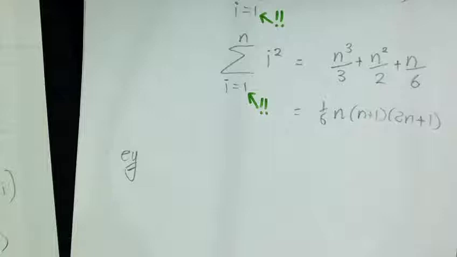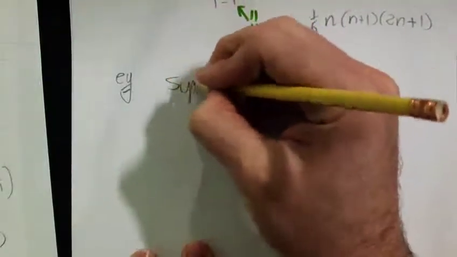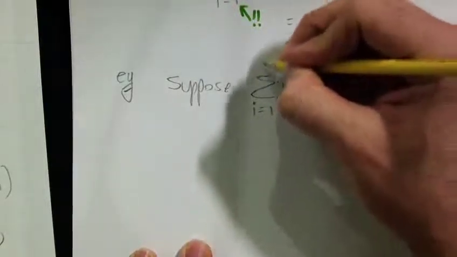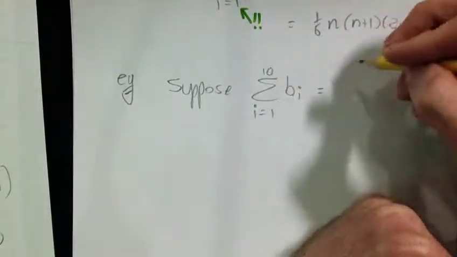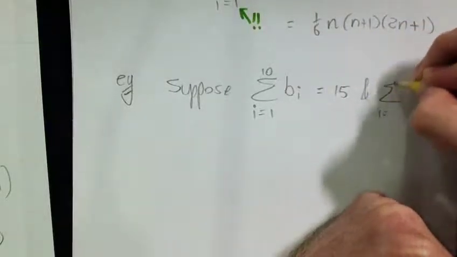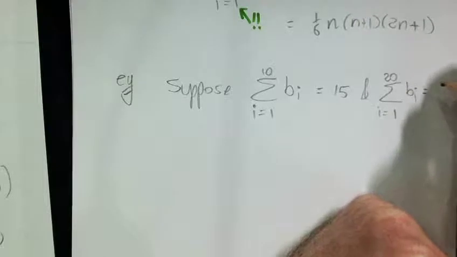So there's 2. There's ones where you've got a_i's and you're told what some of them add up to, but you're not told what they each individually are. And there's another one where it's formulas and you're going to be using some of these things to figure out the answers. So let me do one for you. Suppose the sum from 1 to 10 of b_i is, say, I don't know, 15, and the sum from 1 to 20 of b_i is 12.